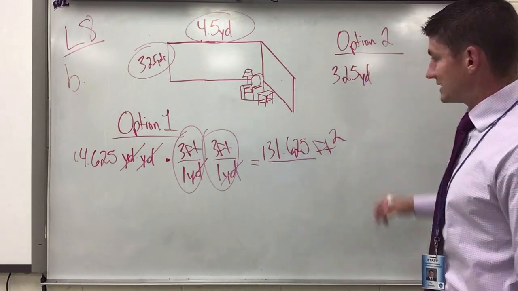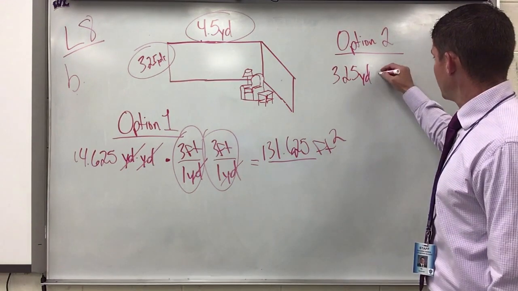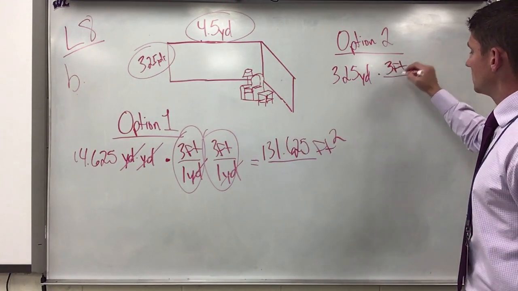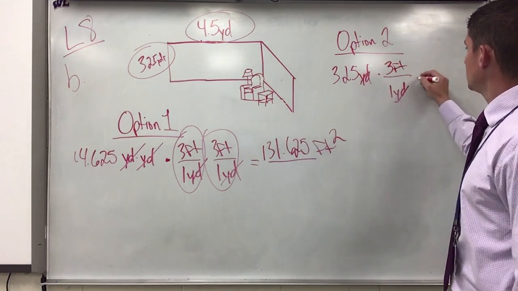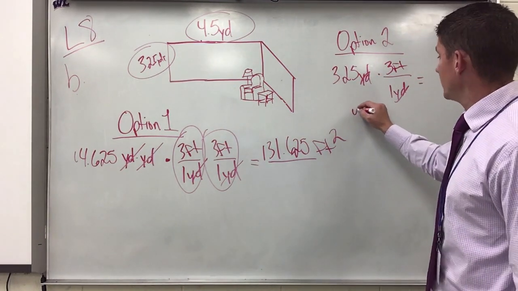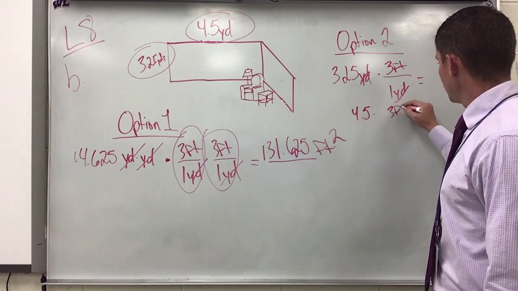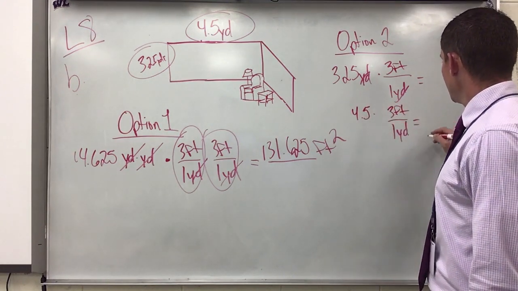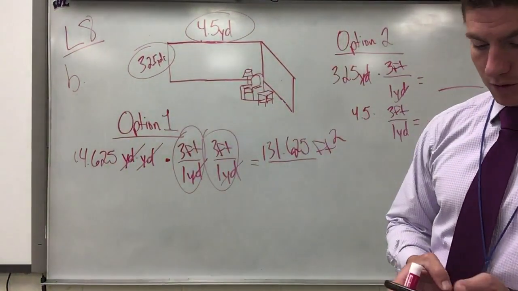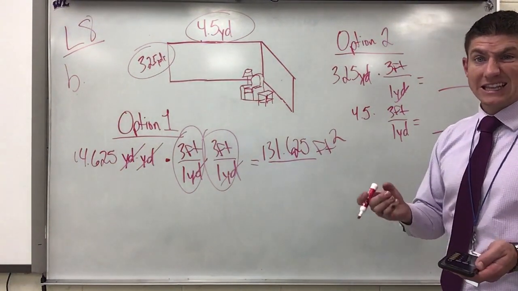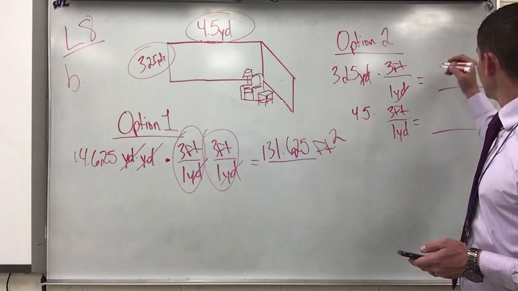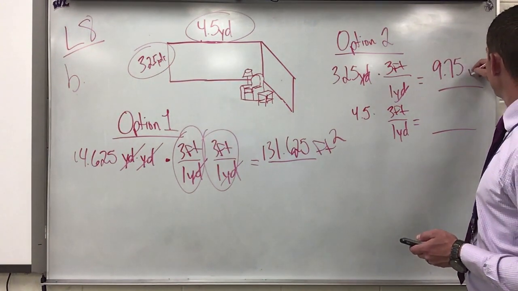3.25 yards is our distance. If I do it in terms of length, I would then multiply that by my same conversion. 3 feet over 1 yard, yards would cancel, 3.25 times 3. The second one that I would do is 4.5 times 3 feet over 1 yard, and I would get my 2 values. Now to find the area of that, I'll find those 2 values, and then I will multiply those together to find area, because it's length times width. So 3.25 times 3 equals 9.75 feet.